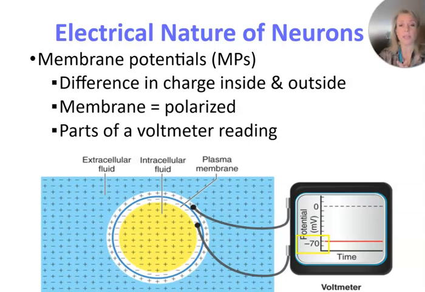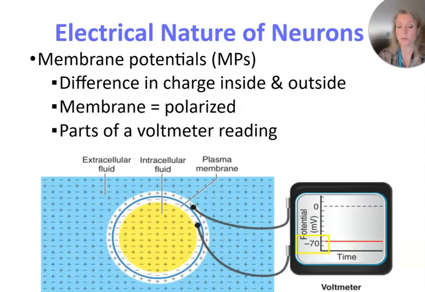And so what you're looking at in our picture on this slide is, all the blue part is the extracellular fluid, and the inside of our cell, like this is a cross section of an axon, and so the inside is going to be more negative, and the plasma membrane is there at that blue line that is circling the yellow circle in the middle.